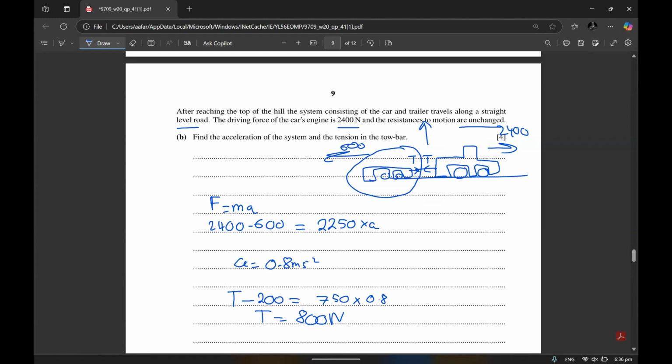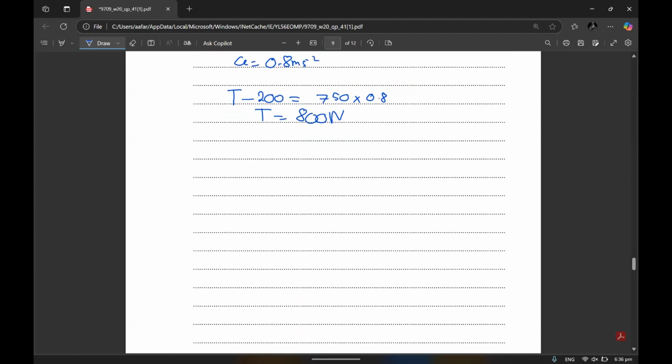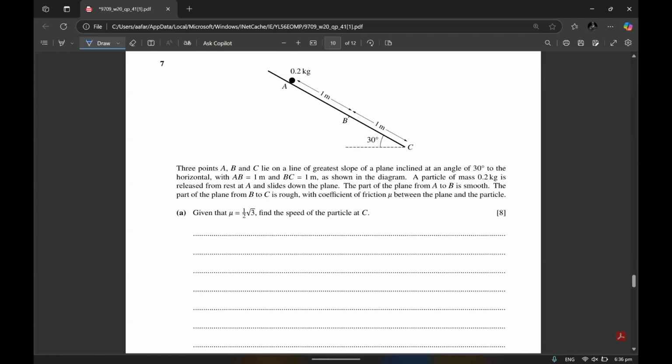And then you equate them. But I find this one is much quicker and easier. Take the whole system initially, then we find the tension using the acceleration.